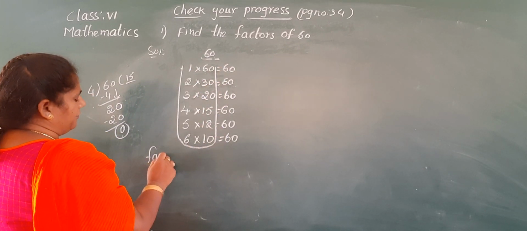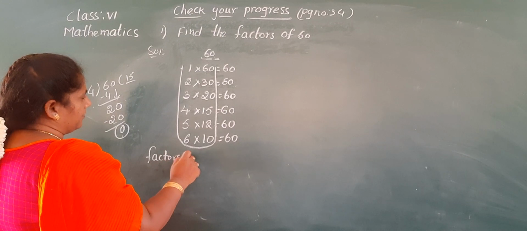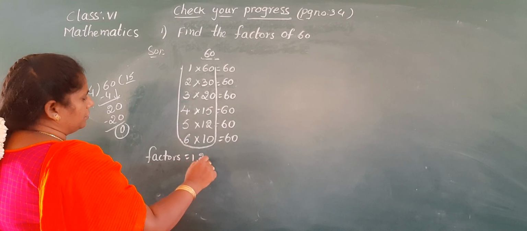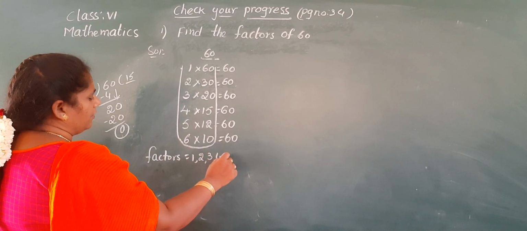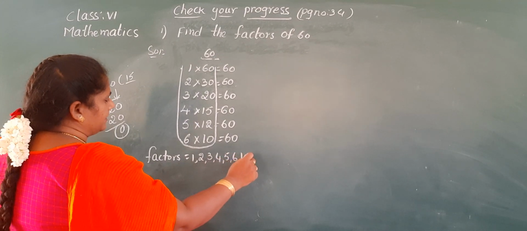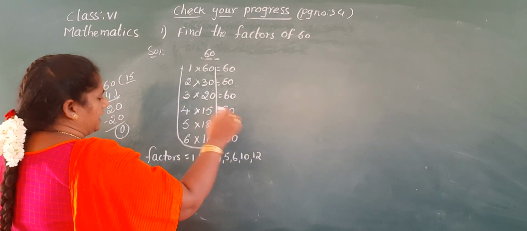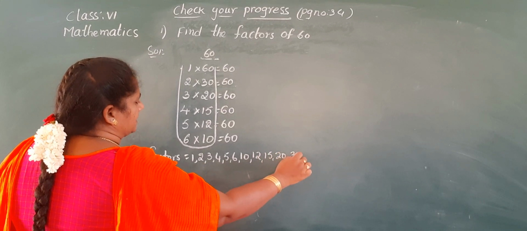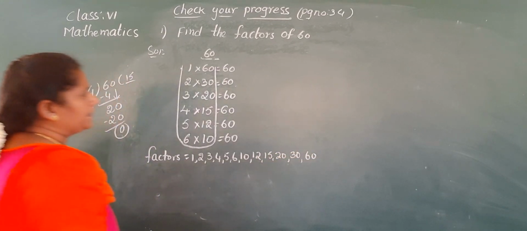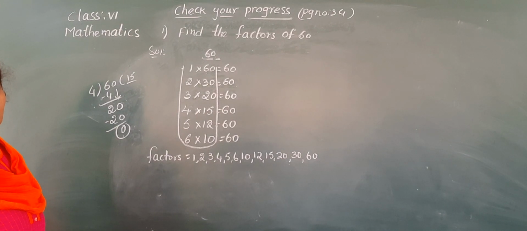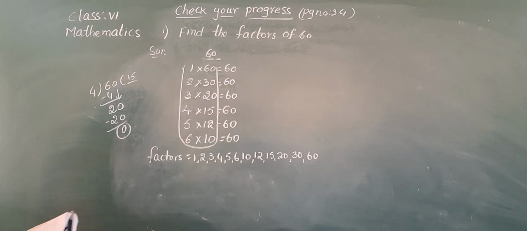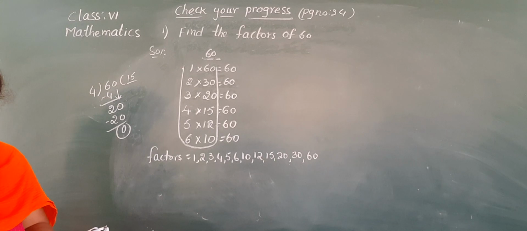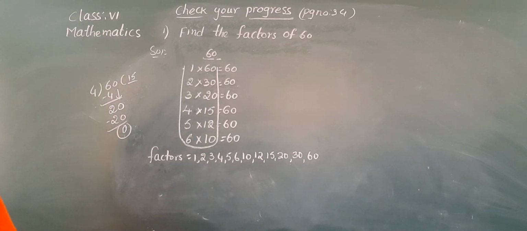Okay, come on, tell me the factors. 1, 2, 3, 4, 5, 6, 10, 12, 15, 20, 30, 60, finish. Note down in your classwork. And write the second question by seeing the textbook.